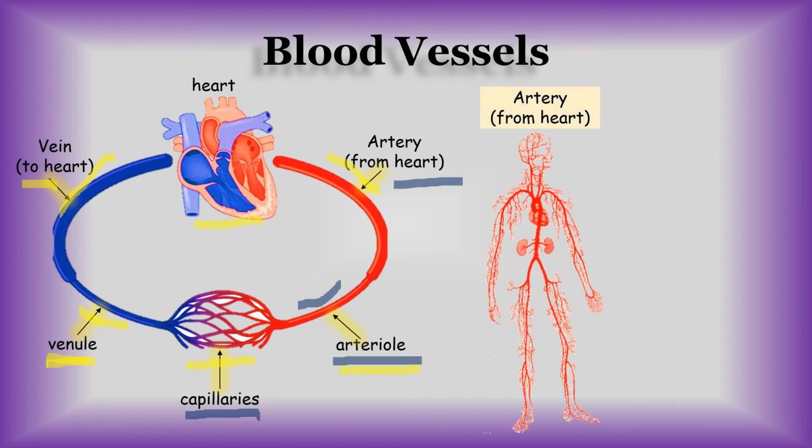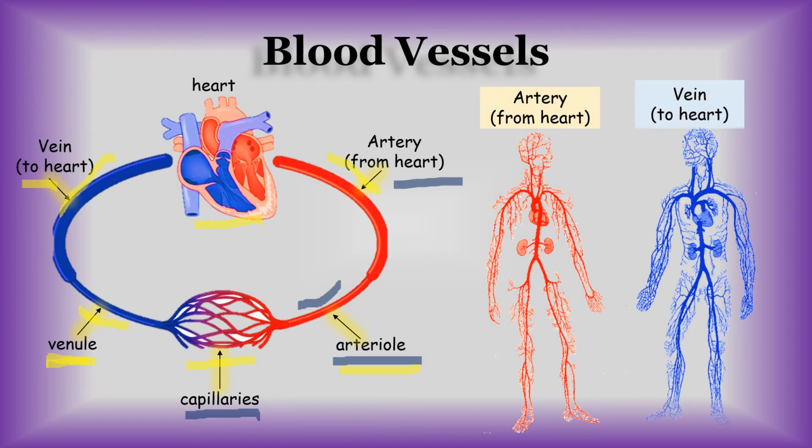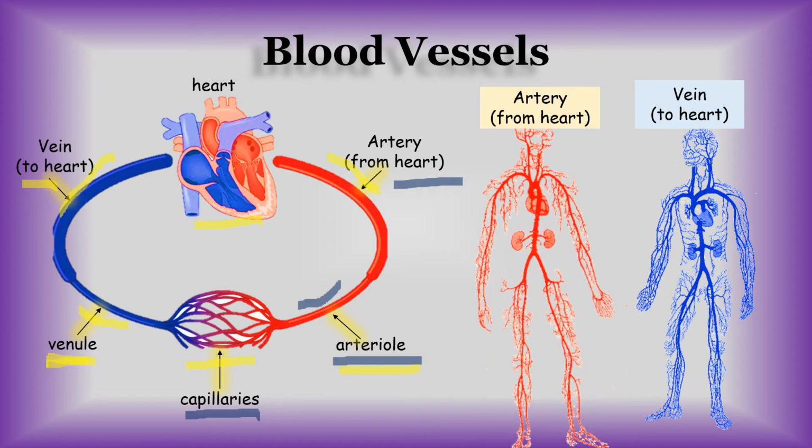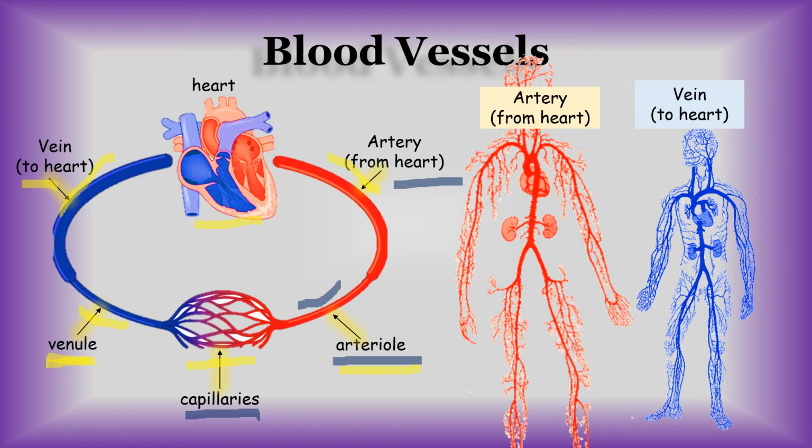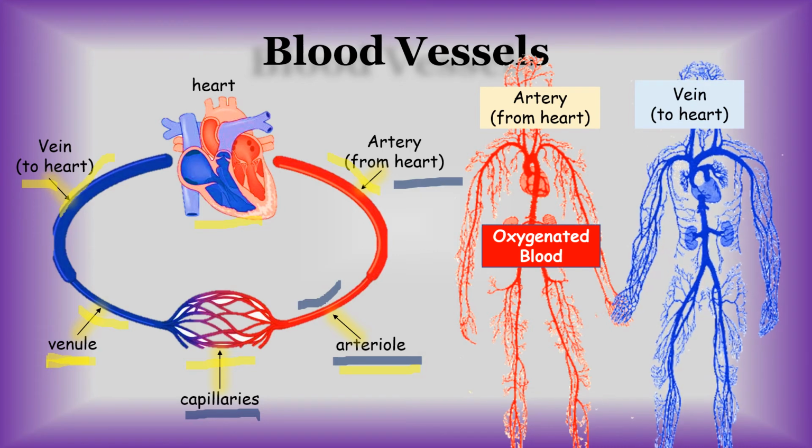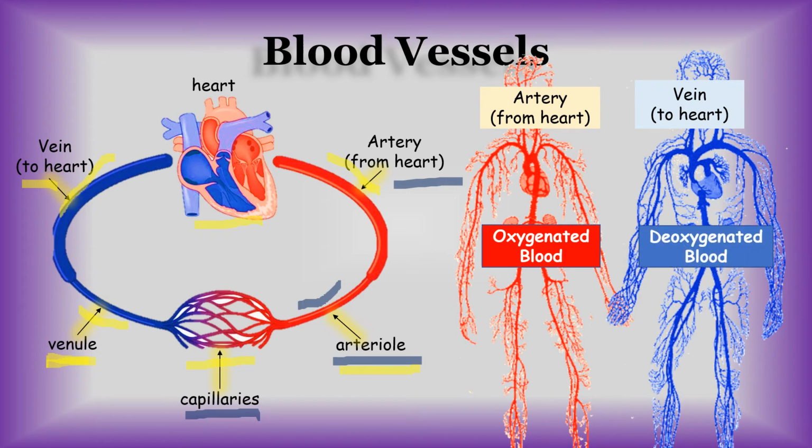Now let's revise. Artery collects blood from the heart. Vein collects blood from the body. Artery collects oxygenated blood from the heart and circulates it in our body. And veins collect deoxygenated blood from our body and pass it to the heart so that the heart can pass it to the lungs for purification. This is clear?